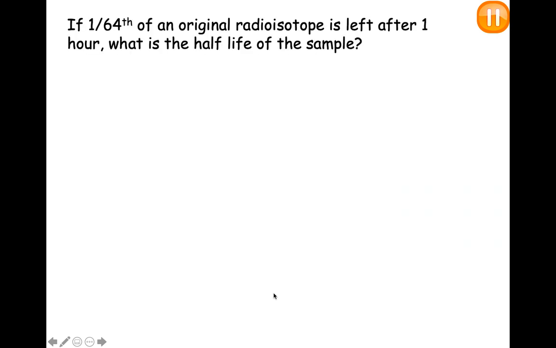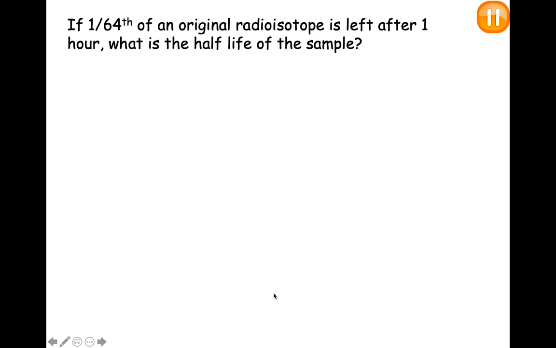Okay, let's have a look at another example. Lots of practice needed with calculating half-lives. So this one here: if 1/64th of an original radioisotope is left after 1 hour, what is the half-life of the sample? So you've got to work out how many half-lives it has undergone to get down to 1/64th. Okay, pause the video to have a go.